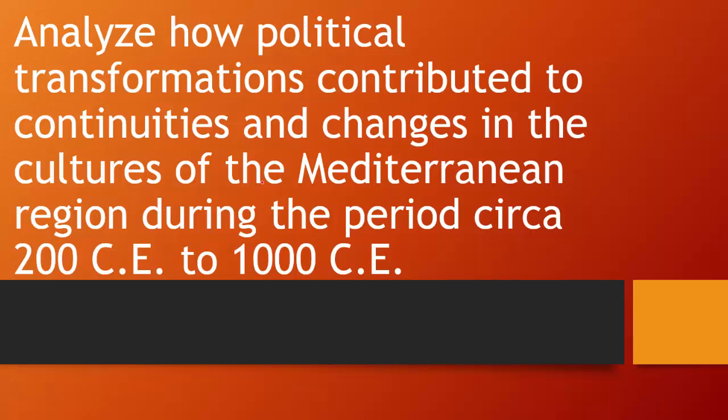It says, analyze how political transformation, so political transformation means change, so how political changes contributed to the continuities and changes in the cultures of the Mediterranean region during the period 200 CE to 1000 CE. Now, a couple of things you want to keep in mind when looking at this question. Because the question specifically says political transformation, you have to be talking about political change and how political change is contributing to changes and continuities in culture.